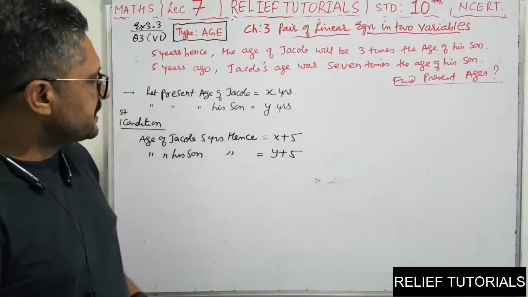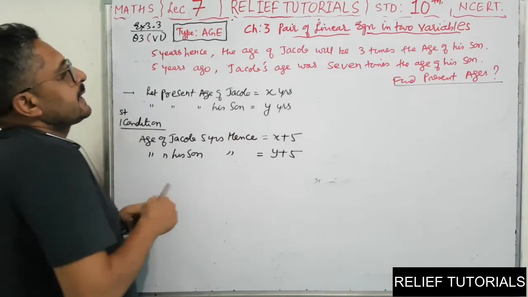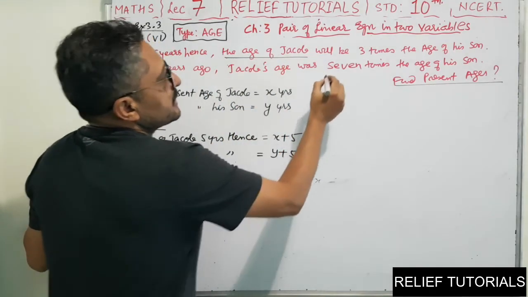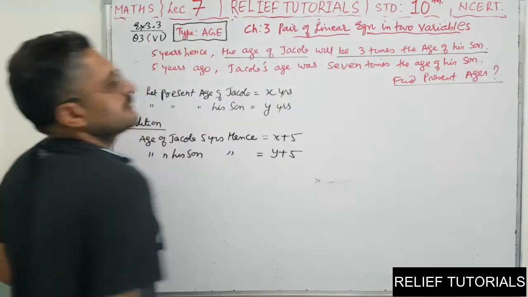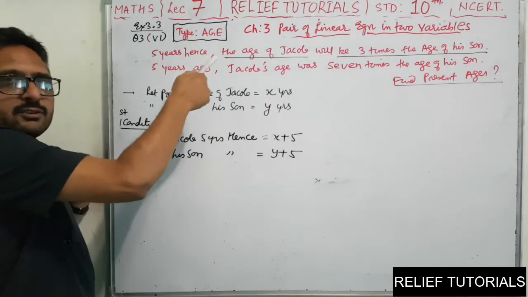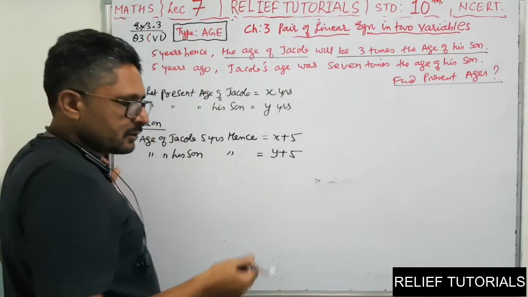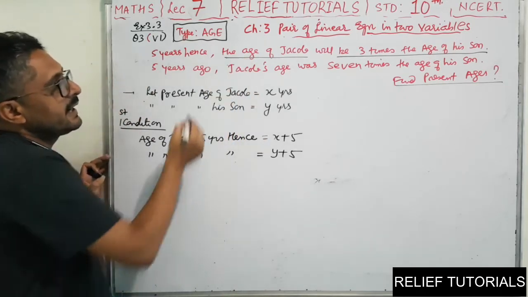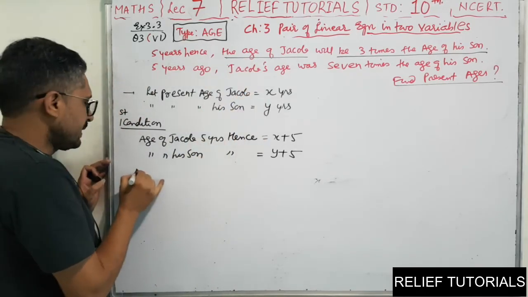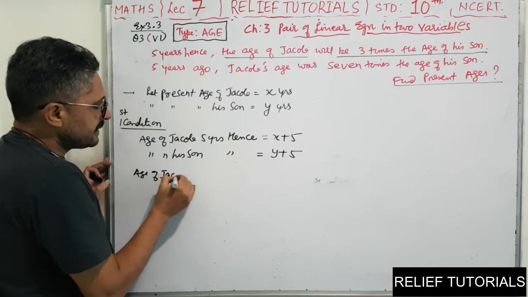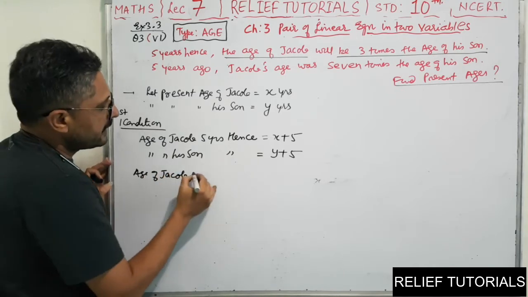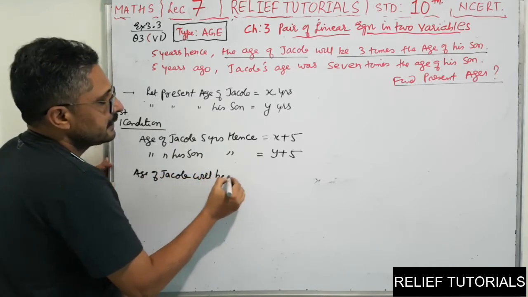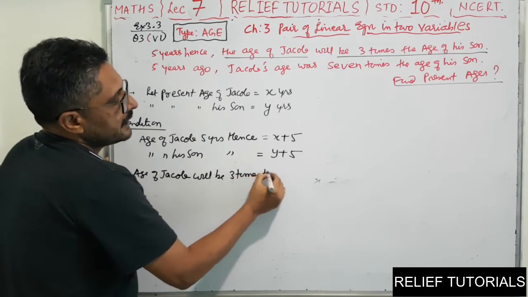Now we will see the conditions. See what our condition is: the age of Jacob will be 3 times the age of his son. You just have to convert this from language into symbols. What does it say? Age of Jacob after 5 years. I am writing this, no need, but if you want to write, you can write: age of Jacob will be 3 times the age of his son.